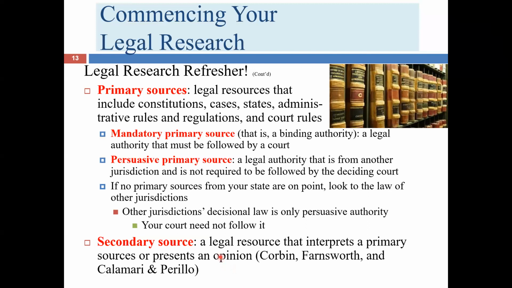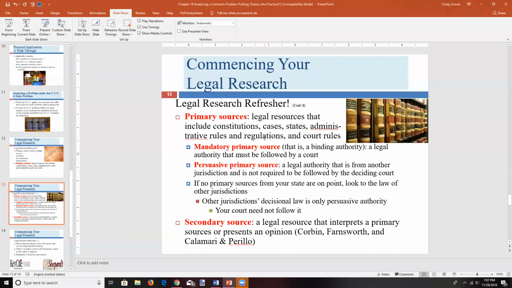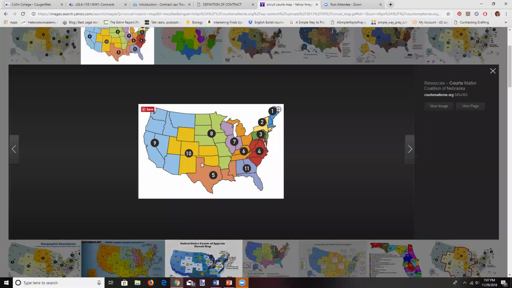So if this is an area of the law that you don't know, actually, before we go here, let me just show you one example of a secondary source. Actually, I'm going to show you a couple of examples of secondary sources.